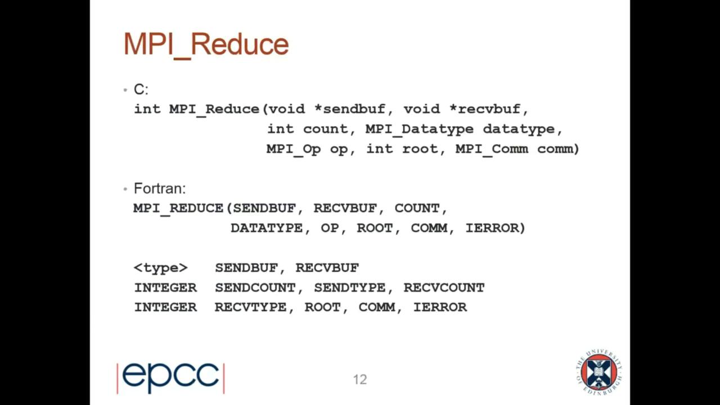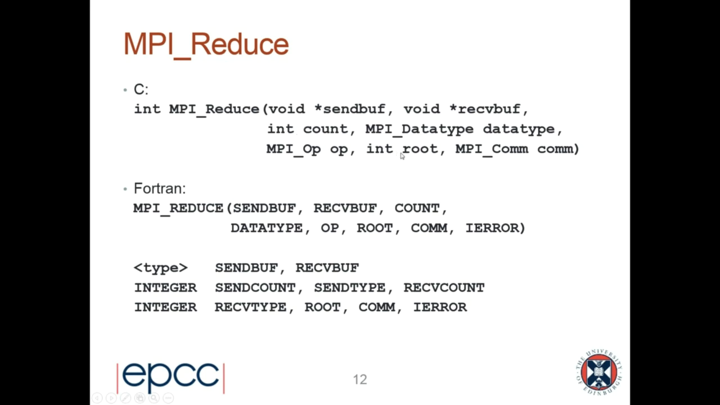So MPI reduce takes an input data set, which is the send buffer, output data, which is the result, the receive buffer, a count, how many objects you're reducing, I'll come back to that, the data type, the operation, which is what you want to do, and the root, which is where the result is placed. So on input, everybody has their own data.